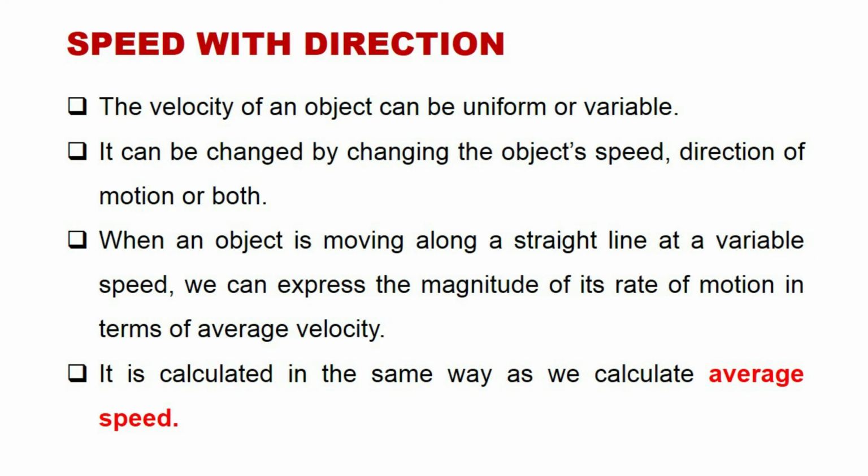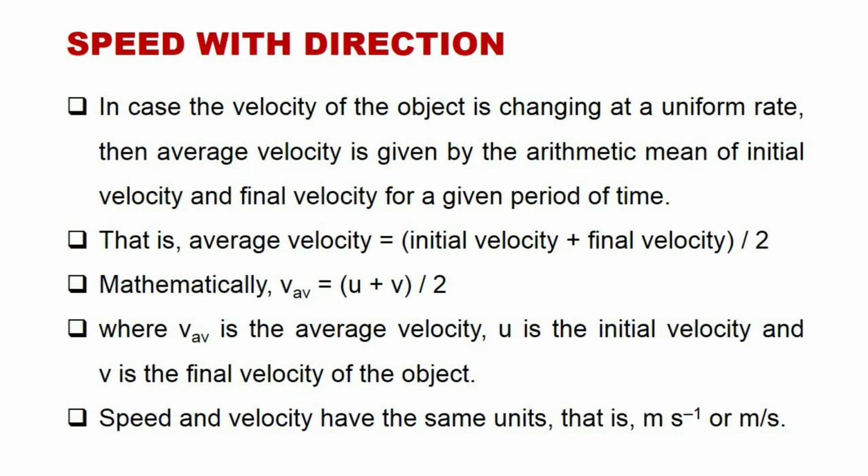When an object is moving along a straight line at a variable speed, we can express the magnitude of its rate of motion in terms of average velocity. It is calculated in the same way as we calculate average speed. Speed with direction. In case the velocity of the object is changing at a uniform rate, then average velocity is given by the arithmetic mean of initial velocity and final velocity for a given period of time. That is, average velocity equals (initial velocity plus final velocity) / 2. Mathematically, v_av equals (u plus v) / 2, where v_av is the average velocity, u is the initial velocity and v is the final velocity of the object. Speed and velocity have the same units, that is, m s^-1 or m per second.